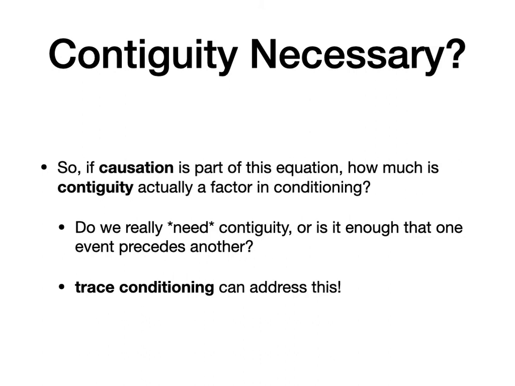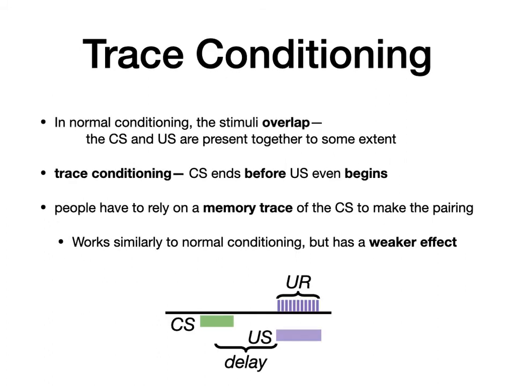Continuing to interrogate these questions, is contiguity necessary for this to happen? If causation is part of the equation, how much contiguity do you actually need? Do we need contiguity, or is it enough that events just precede each other? Trace conditioning, another kind of conditioning that was developed to investigate these kinds of questions, can help us answer that. In normal conditioning, the stimuli are going to overlap, right? The conditioned stimulus, the bell, and the food are presented together to some extent.